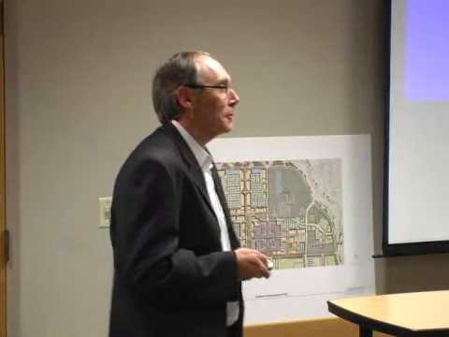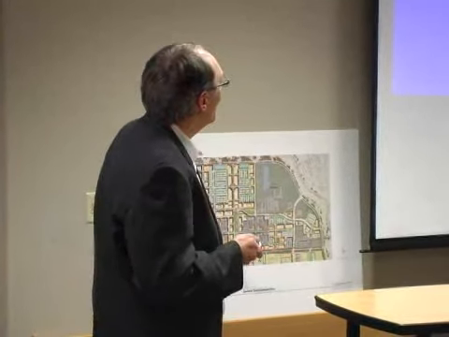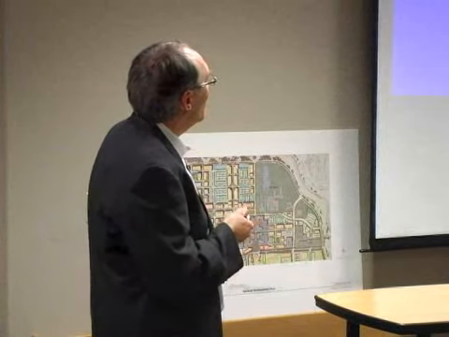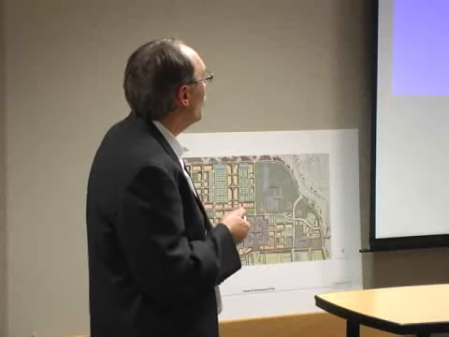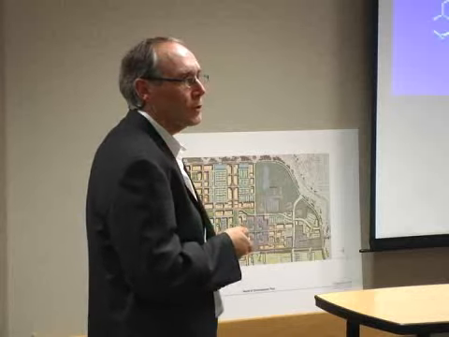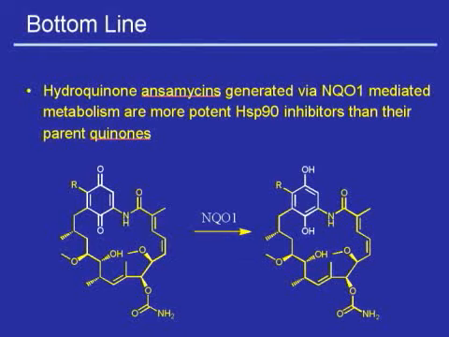So I'll give you the bottom line now, in case you want to fall asleep during the rest of this talk, if you've had a hard, rough day in the classroom. The hydroquinone ansamycins that are generated via NQO1-mediated metabolism are more potent HSP90 inhibitors than the parent quinones. So if we look at these structures, and I told you these structures were heroic. The yellow is the ansamycin portion, but remember the simple quinone that we talked about before in white, going to the hydroquinone, NQO1 catalyzing the reaction. It's these things that are the active agents, and we think we can utilize that observation in development of new HSP90 inhibitors.